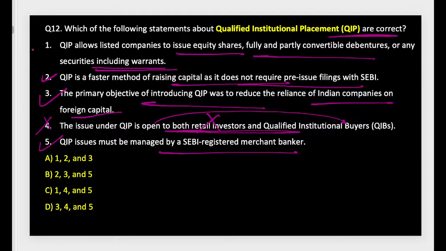This is also correct. The first statement, allowing listed companies to issue this excluding warrants, this is wrong. So 2, 3, 5 means option B will be the right answer for this particular one.